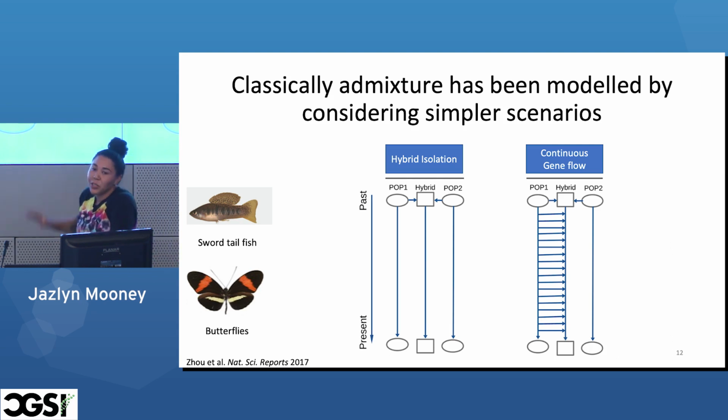With hybrid isolation, what happens is you have this pulse of ancestry from both populations, then there's no gene flow afterwards. With continuous gene flow, we see this pulse of ancestry, the admixed or hybrid population is established, and then we see one-sided gene flow. Generally the rate will be the same across generations. And then you would just do the same thing for population 2.